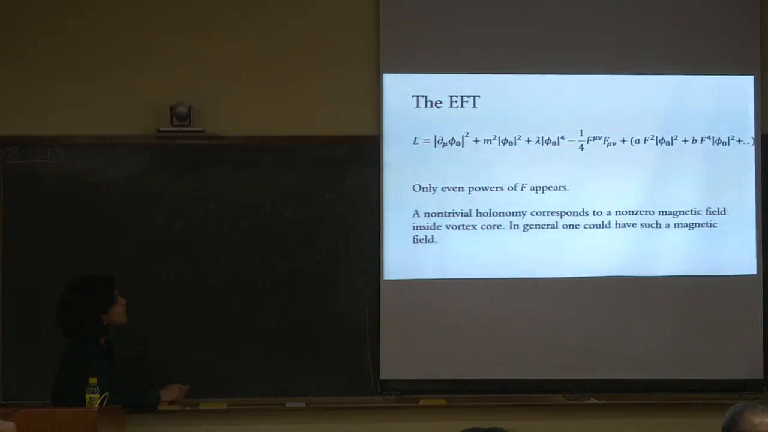So these are some of the terms that you can write down in your effective field theory. These are the standard terms that I started with for the phi naught field. This is m naught squared, that's a typo, and the lambda phi to the 4 term, and these are the interaction terms. These are some of the interaction terms that you can write down.